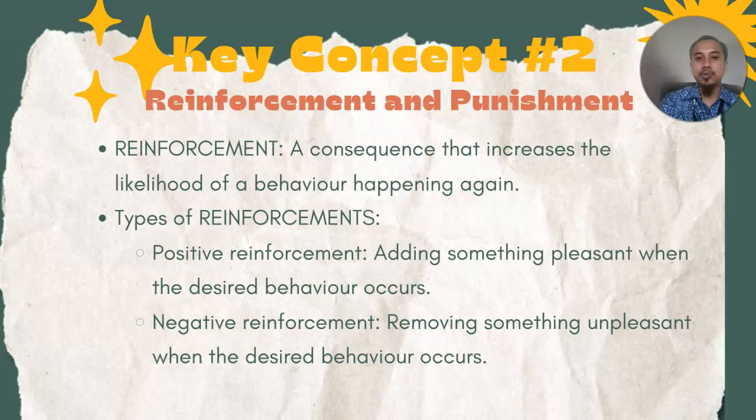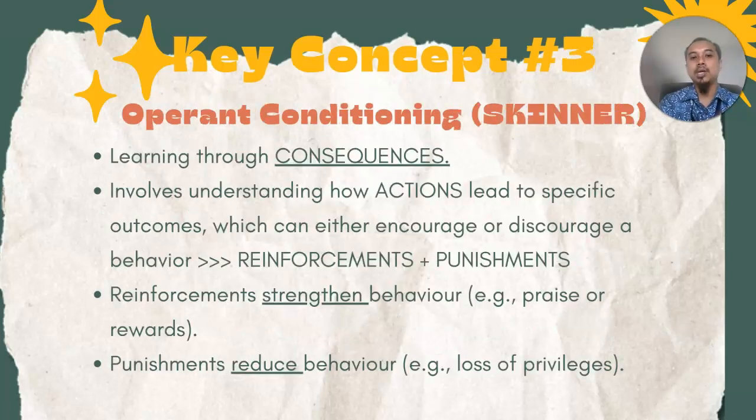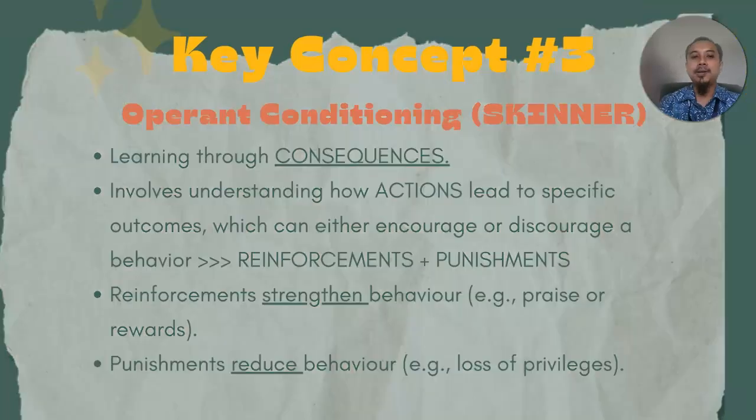So a reinforcement is a consequence that increases the likelihood of a behavior happening again. So just now we saw that it could be in the form of a praise, in the form of a reward. Let's say a student is given a candy whenever he answers a question correctly. So this reinforcement is hoped to motivate the learner to continue answering questions correctly because he is motivated to get more candies.